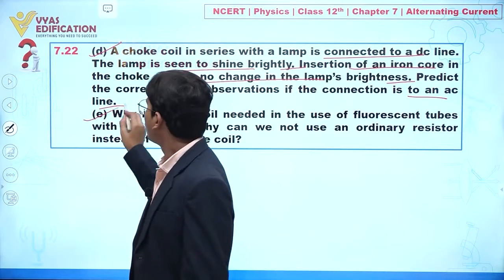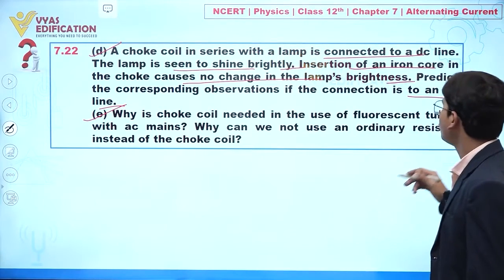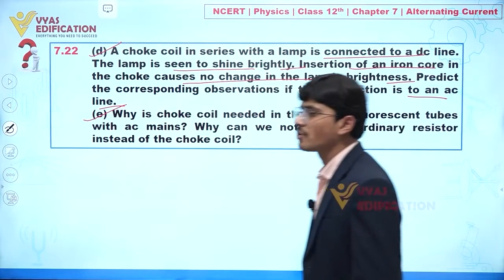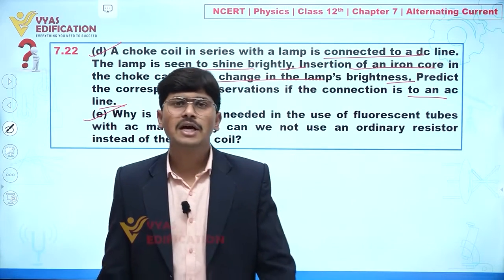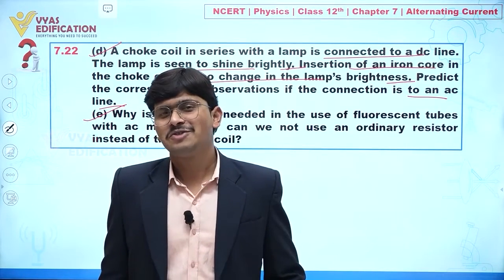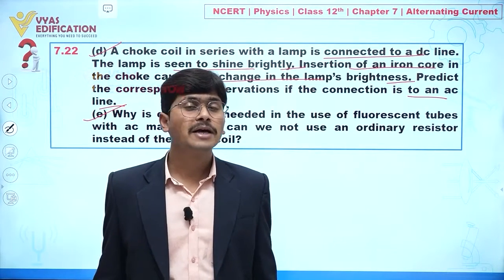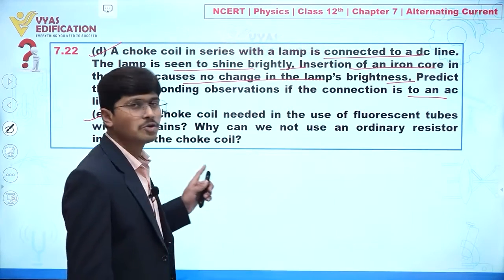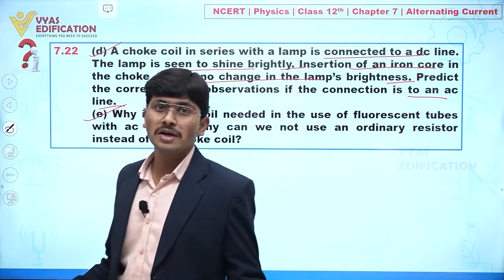Now if we discuss part number E, why is a choke coil needed in the use of a fluorescent tube with AC mains? Why can we not use an ordinary resistor instead of a choke coil? Now listen carefully. Whenever we have AC mains supply, the VRMS coming to us is 220 volt. Let's suppose we do not have a choke coil, we have only a resistor. At that time the potential difference is very large, and instantaneously a large current will flow through this fluorescent tube, and due to this large current the fluorescent tube may be broken or damaged.